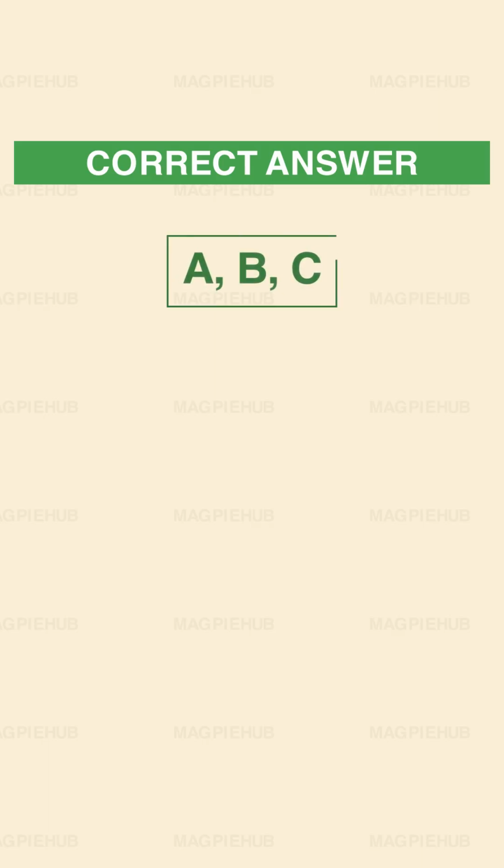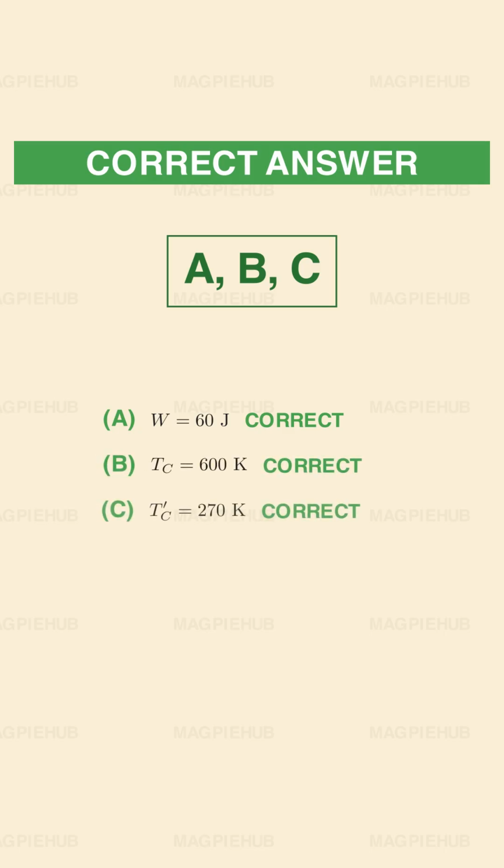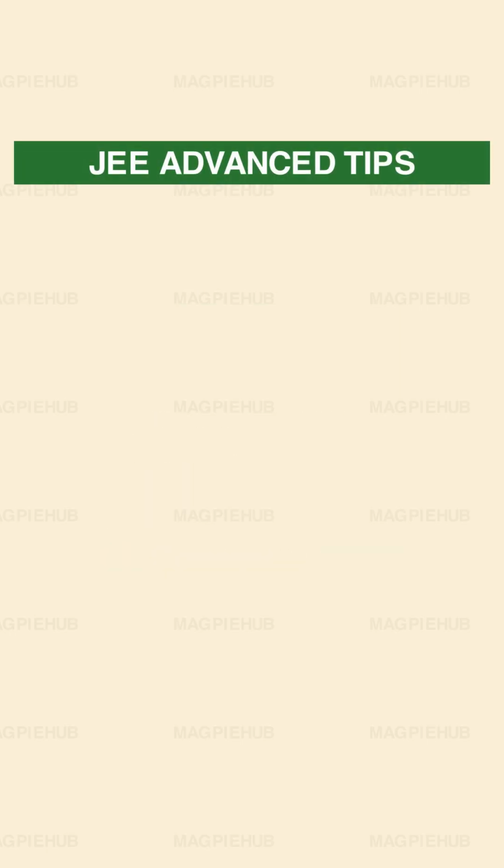Work from the Carnot engine is 60 joules, cold reservoir of the engine is 600 Kelvin, and cold reservoir of the heat pump is 270 Kelvin. Option D is incorrect because the heat supplied to the hot reservoir of the pump is 600 joules, not 540 joules. Here are some important tips for thermodynamics problems in JEE Advanced.